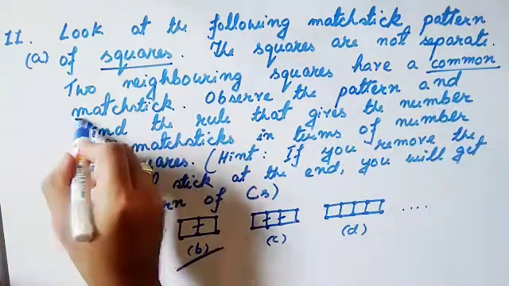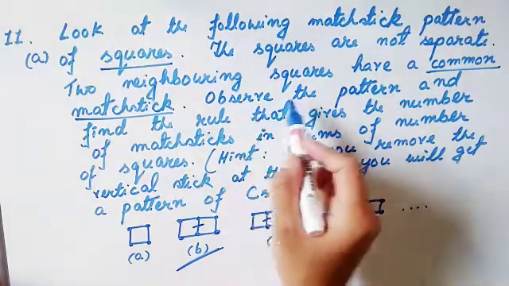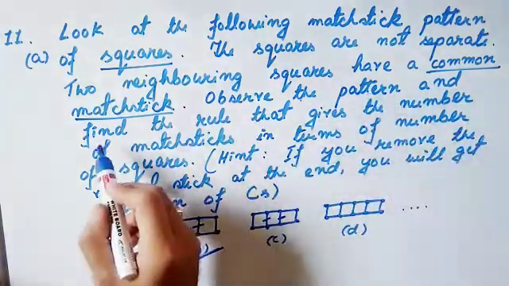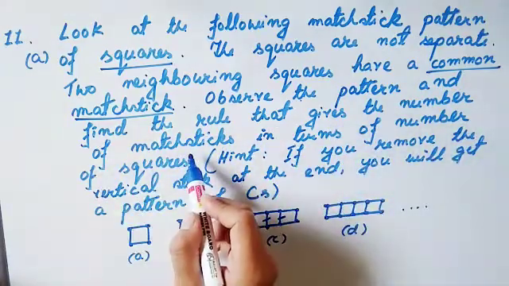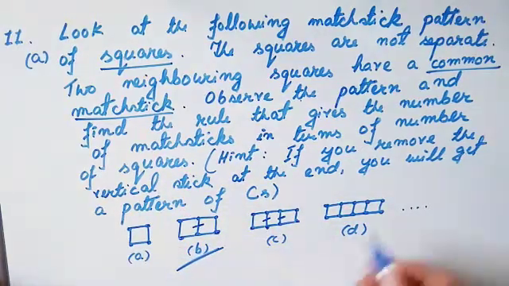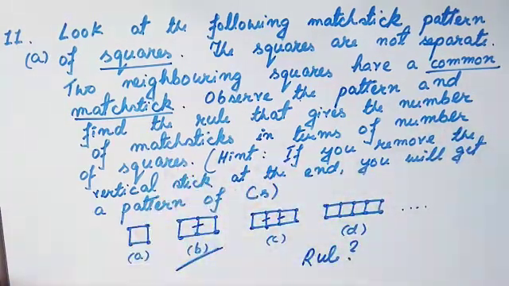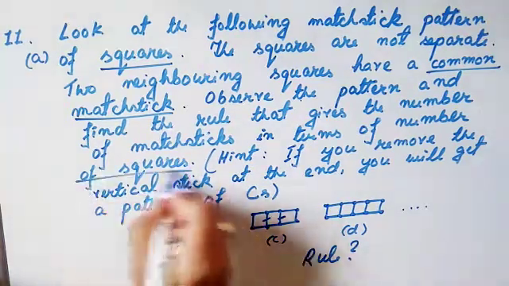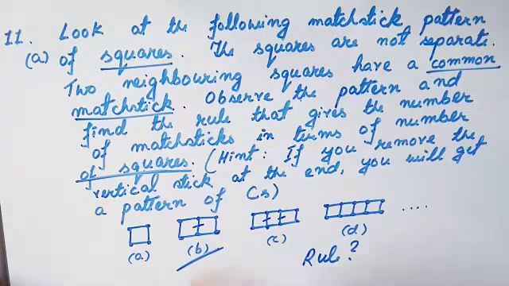what? Yes, common mastic. And the question further says, observe the pattern and find the rule that gives the number of mastics in terms of number of squares. So the question is asking us to find the rule, to find the rule that gives us the number of mastics in terms of number of squares. Okay, so we are going to find the rule.